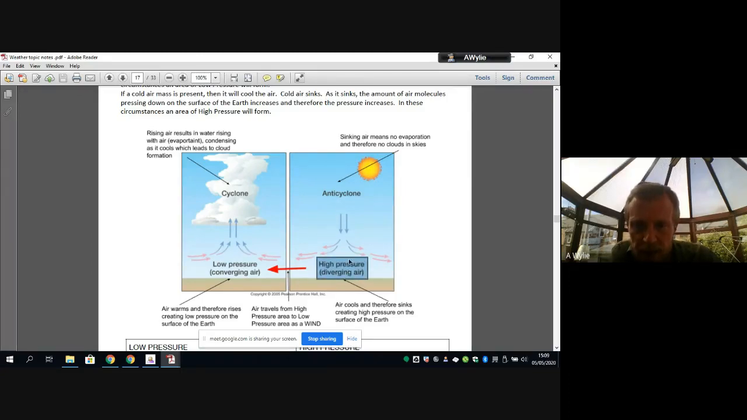Now, because the air's all coming down and you've got high pressure here, it's got to go somewhere. And what it does is it heads towards an area of low pressure. So the air moves from areas of high pressure to areas of low pressure. And that's what you call wind. That's all wind is. It's air moving from an area where the pressure is higher to the area where the pressure is lower.